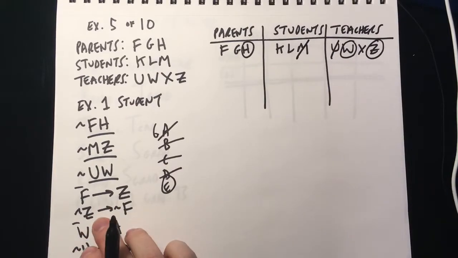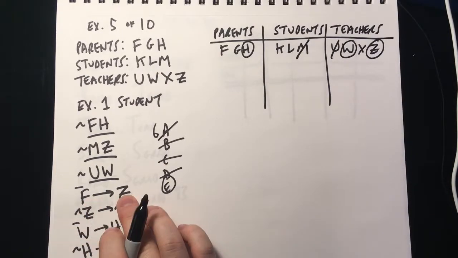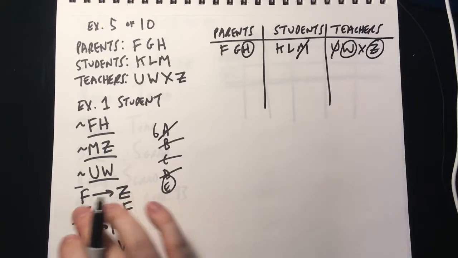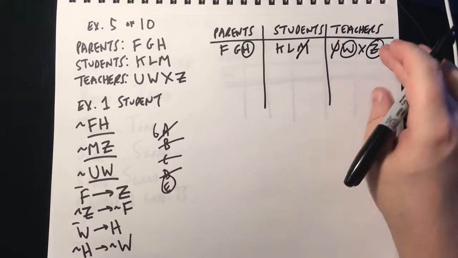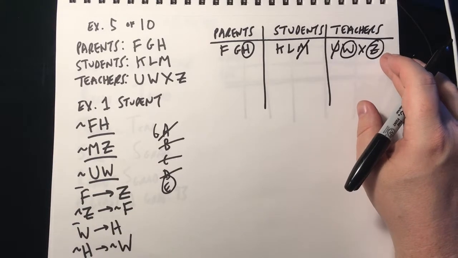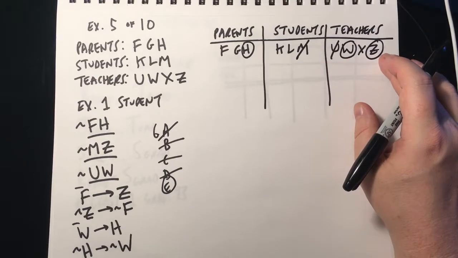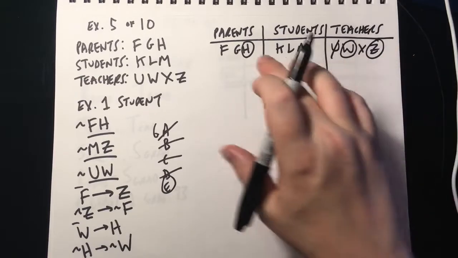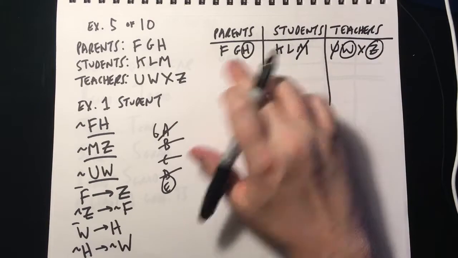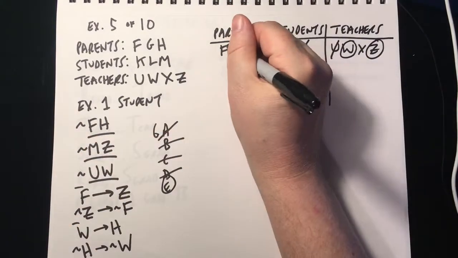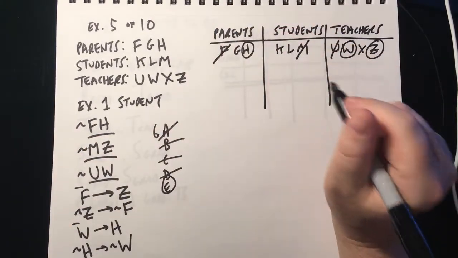Now, don't be tempted by this one. This one says if I have an F, I have a Z, but that doesn't mean if you have a Z, you have an F. Formal logic doesn't work backwards, so we've already run out of rules in that regard. Does anything happen if I have an H? Well, if I have an H, there's not going to be an F, so F can go.